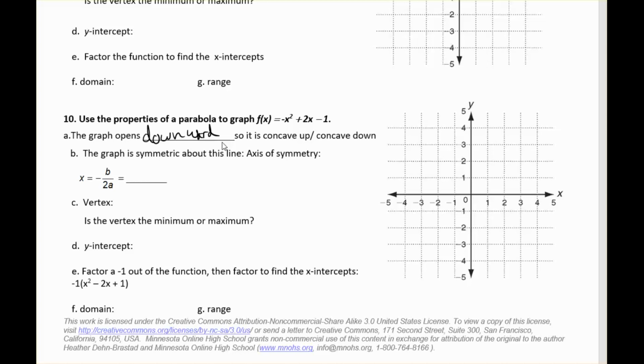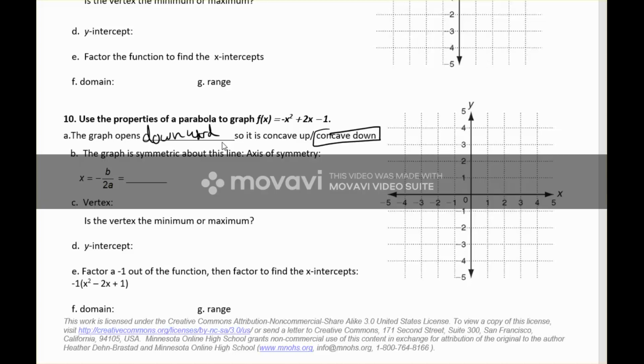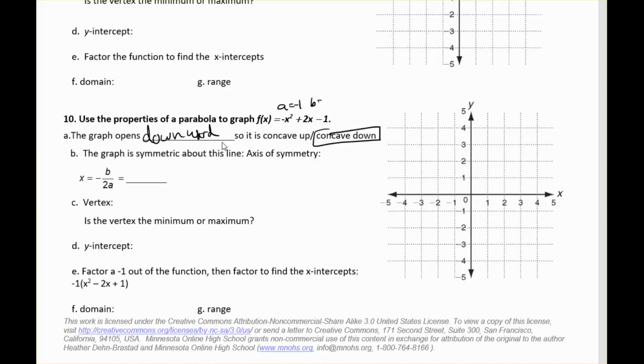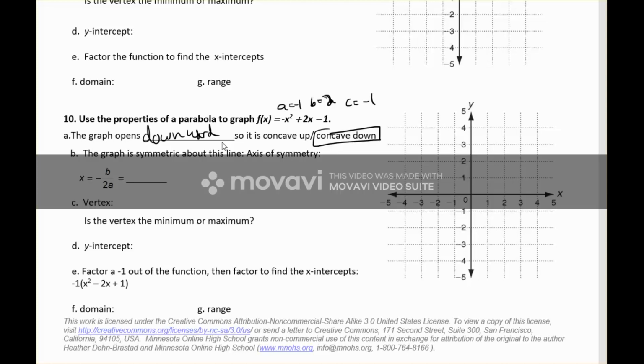And if it opens downward, then we've already used some words last week about properties of functions. That means it's concave down. It's going to be symmetric about the line, which is the axis of symmetry, and we can use a, b, and c. a would be negative 1, b would be 2. We don't need c for this, but later on we'll need that c is negative 1. So we can plug those into this formula to find the equation of the axis of symmetry.